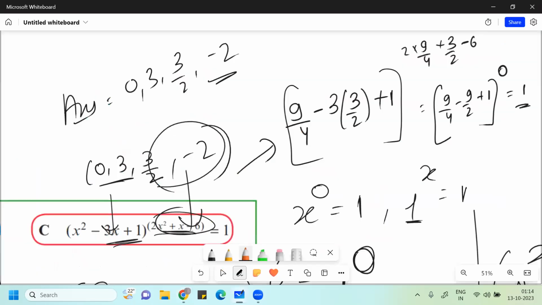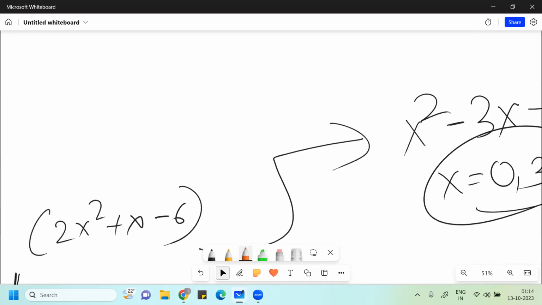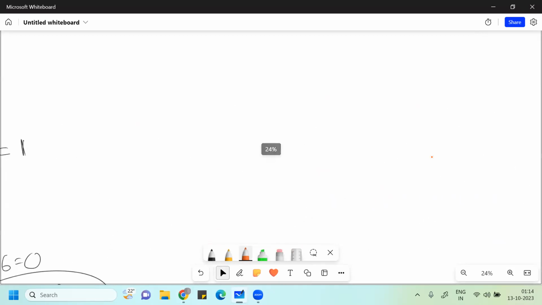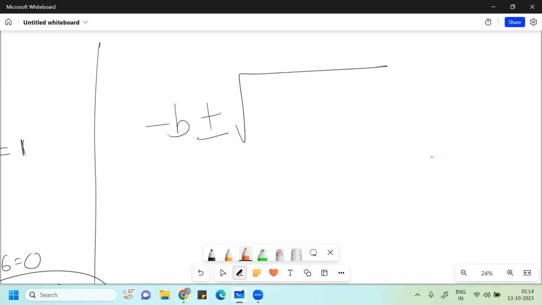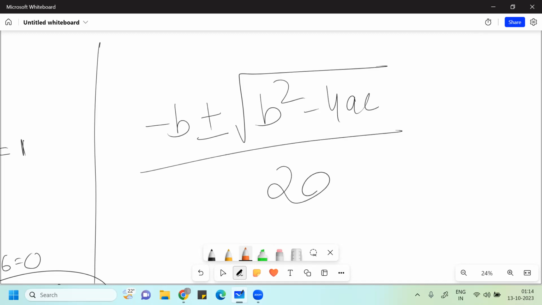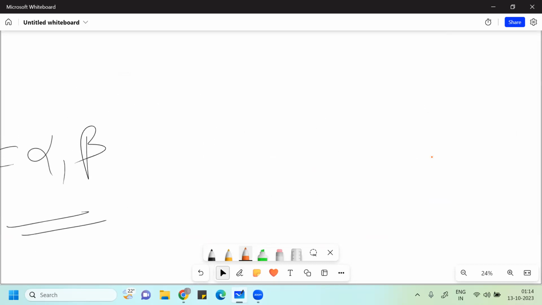In case you are not able to split the middle term, there's a formula: minus b plus minus root of b square minus 4ac by 2a. This is the formula to find the roots of the equation. We'll discuss more about this formula in our further classes. If you're not very good with factorization, then this formula will help you in that situation.